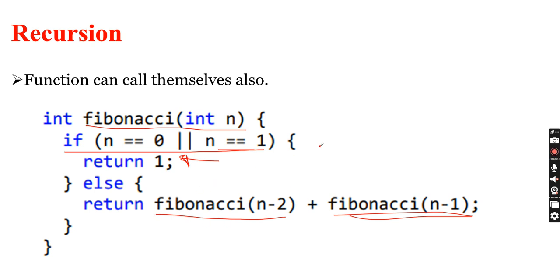So always make sure to add this base condition, which will ensure that your recursion terminates, and after that the recursive calls of the function. So what this function does is calculate the Fibonacci sequence till n.